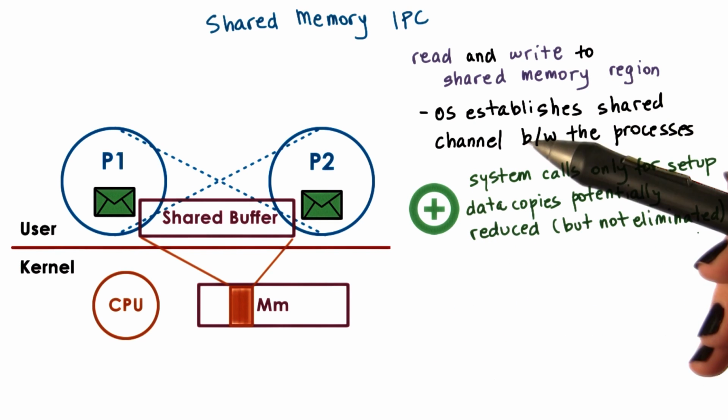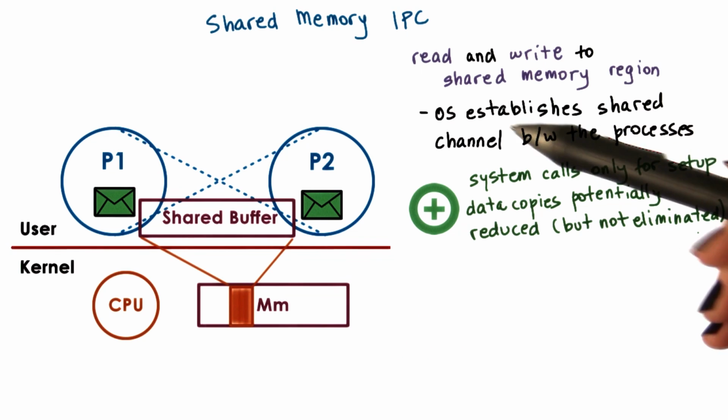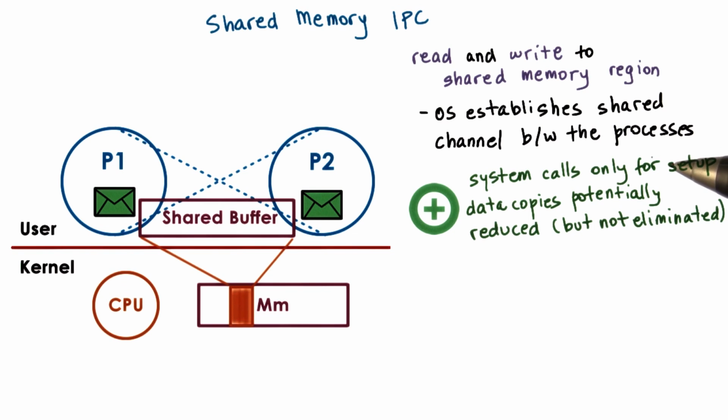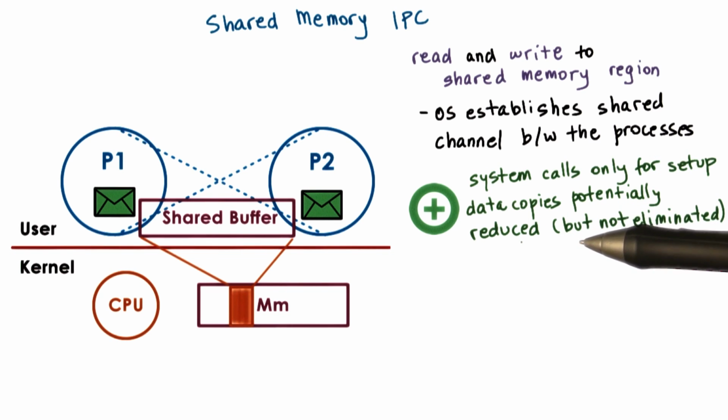The big benefit of this approach is that once the physical memory is mapped into both address spaces, the operating system is out of the way. The system calls are used only in the setup phase. Now, data copies are potentially reduced, but not necessarily completely avoided.